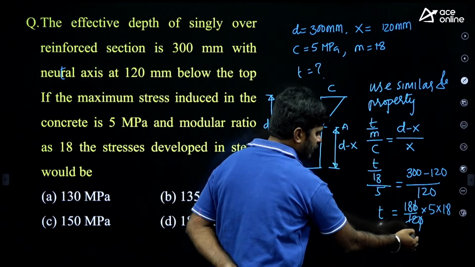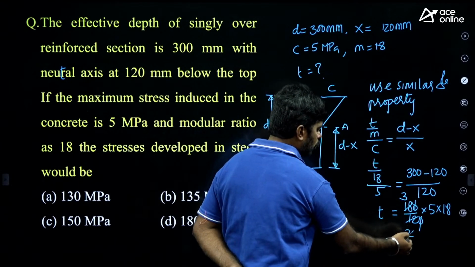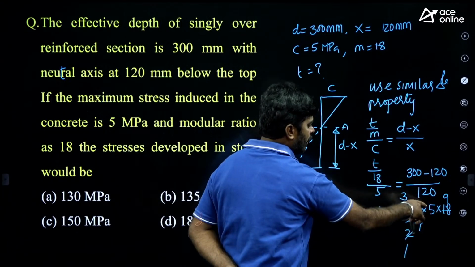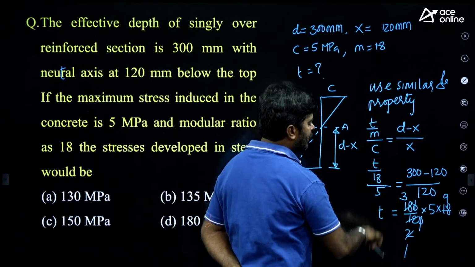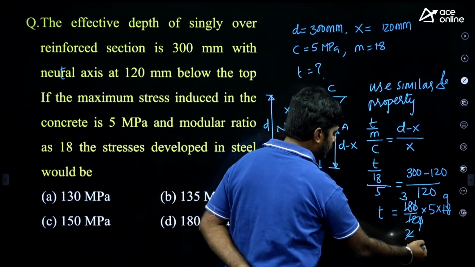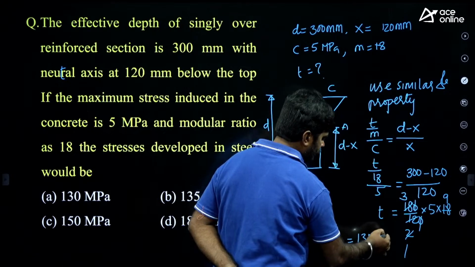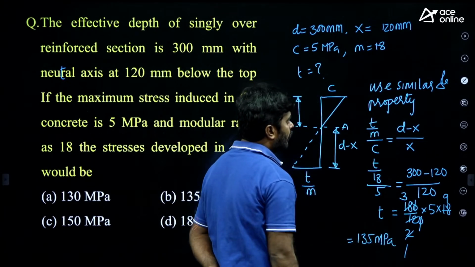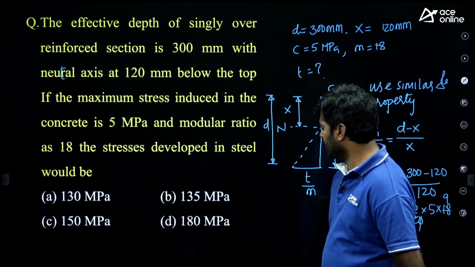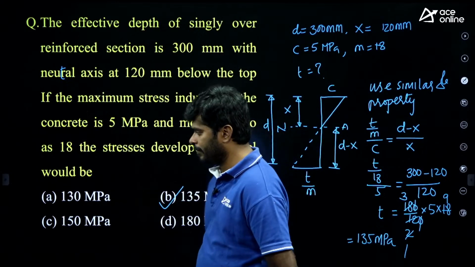6 2s are 6, 3s are 2 1s are 2, 9s are 9, 5s are 45. 45 3s are 135. So this value will be 135 megapascal. Here options given: 130, 135, 150, 180. Yeah, option B is correct.